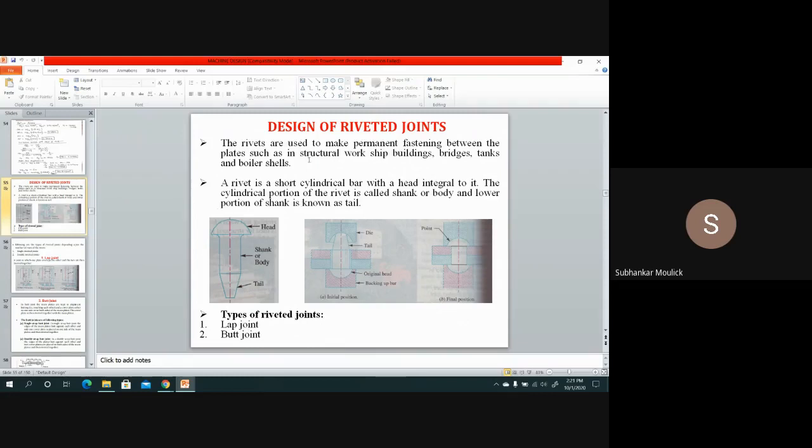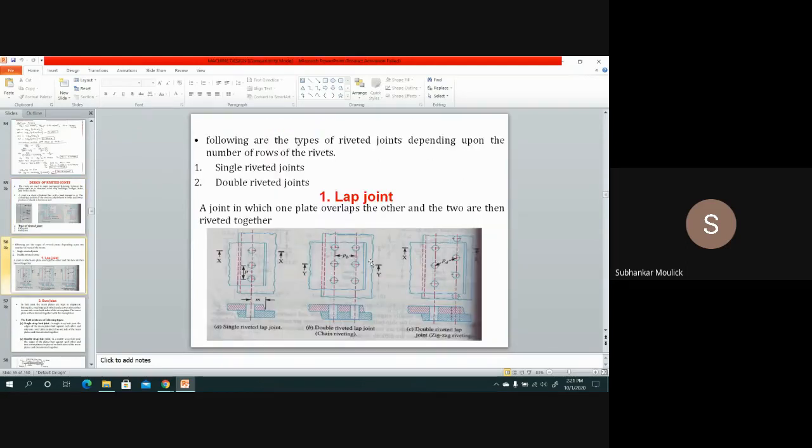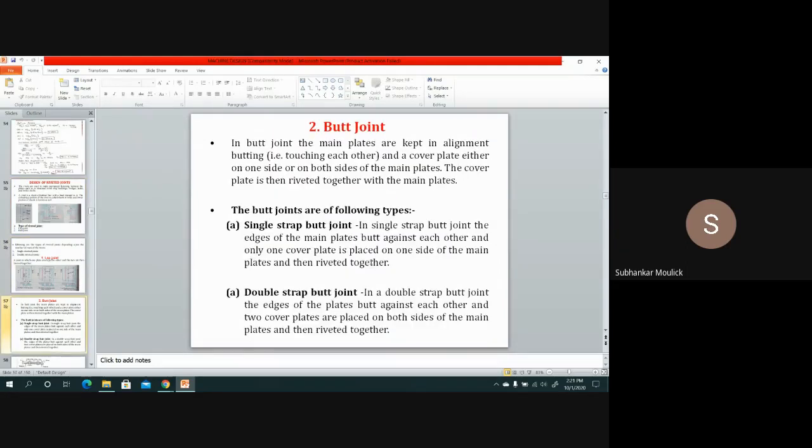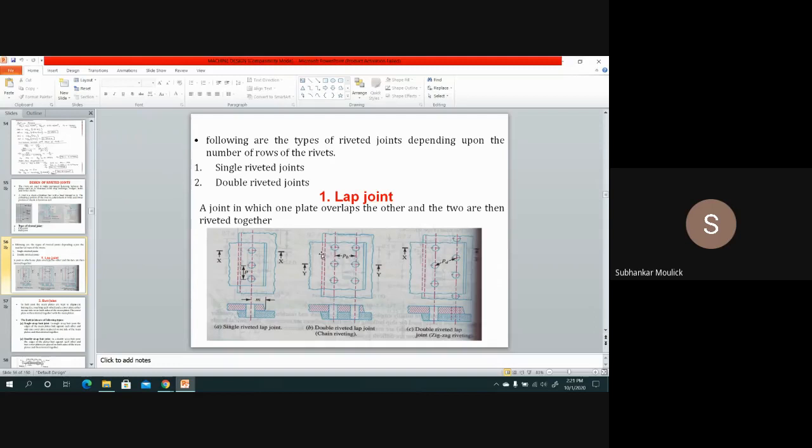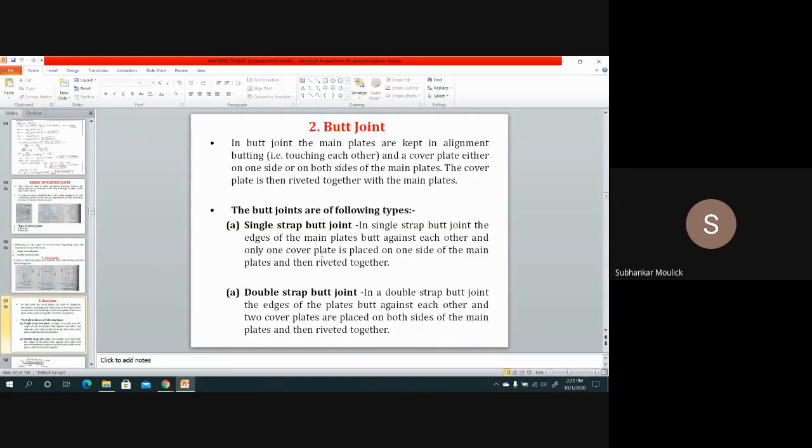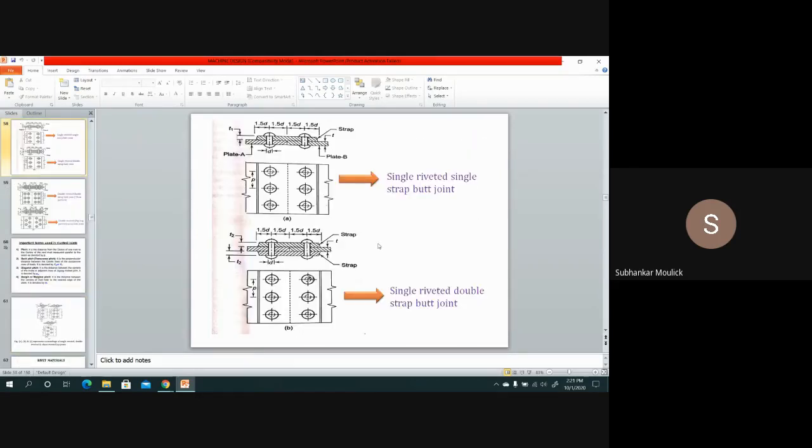In the last lecture, we were discussing the design procedure of rivet joints. We have discussed what is a rivet, what are the different parts of a rivet, how a rivet is specified, and what are the different types of joints used in rivets, that is the lap joint and the butt joint. We also discussed the different types of lap joint and butt joint, and the difference between these types. That also we have discussed in the last class.